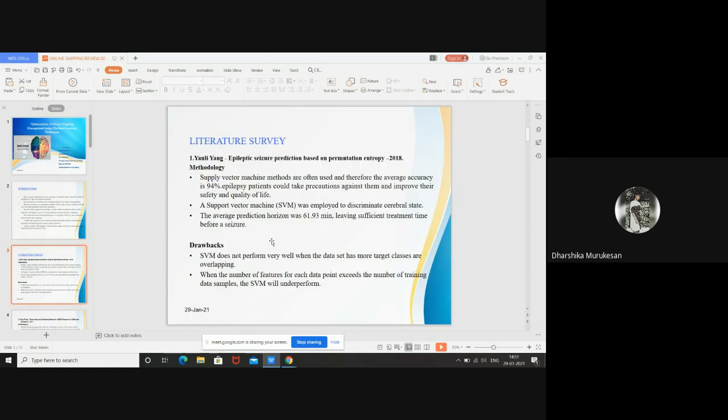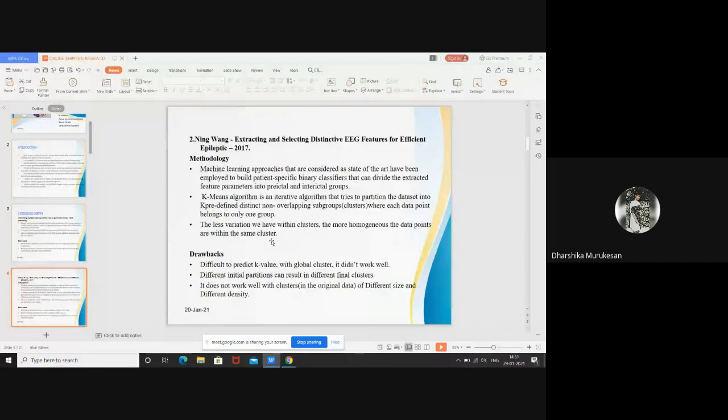We have surveyed the paper on epileptic prediction based on permutation entropy. Here, the SVM algorithm is used. It is mainly based on statistical learning theory. It is more effective in high dimensional spaces and is also used for classification. Next, extracting and selecting discriminative EEG features for efficient epileptic detection. Here, the k-means algorithm is used. It is a reliable and effective algorithm to identify clusters depending on a specified number of clusters.